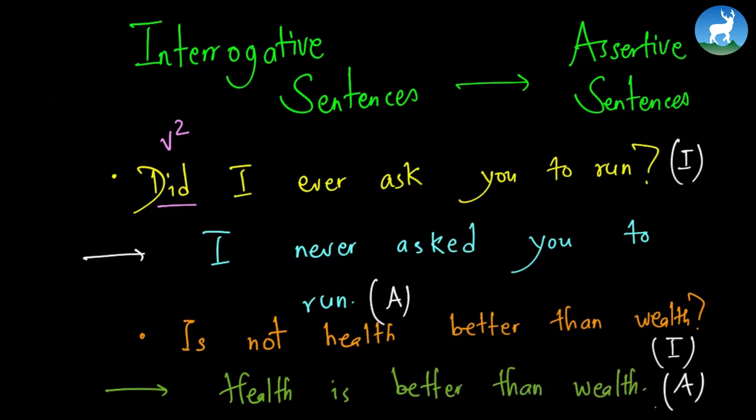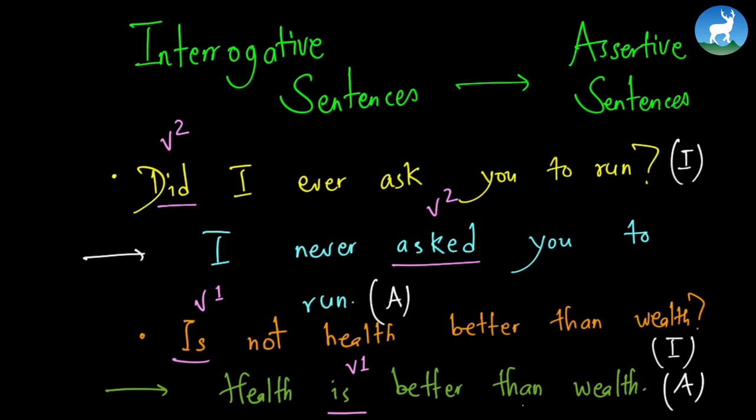So this is how you can change interrogative sentences into assertive ones. You have to be very watchful, or let's say careful, about the tense. The first sentence is in past tense, while the second one is in present tense. And did you care that the meaning of the sentence is not altered, is not changed?